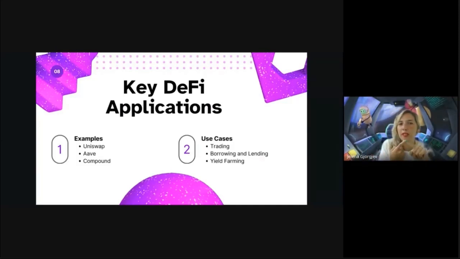Then we have borrowing and lending. We mentioned Aave and Compound, which enable the users to lend and borrow, providing an alternative to the traditional banking services. And they offer flexible terms and competitive interest rates, making it easier for users to access credit and earn returns on their assets.